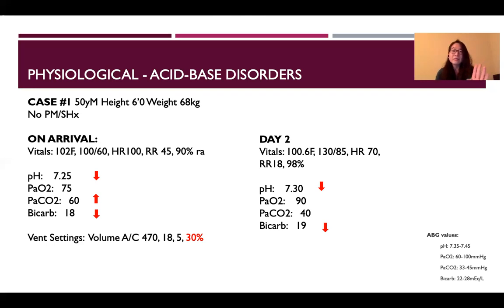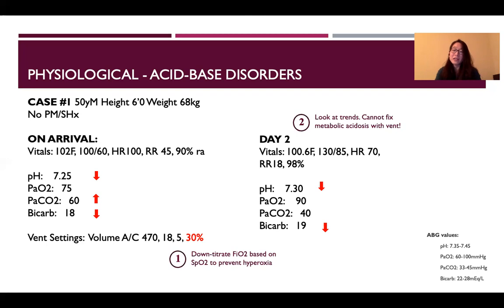So, because I thought this would get a little complicated, just a little pointer here. One, the point about down titrating, and two, looking at the trends. Whenever someone gives an ABG, a good question to ask is what was their previous ABG? And also, just as Bilal said, you can't fix the metabolic acidosis part with the vent. The respiratory component has been addressed.